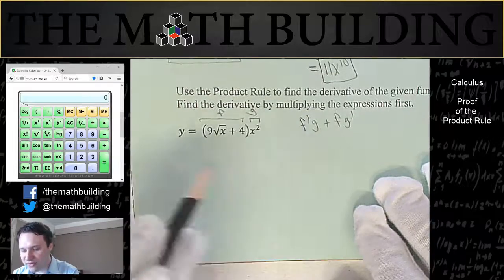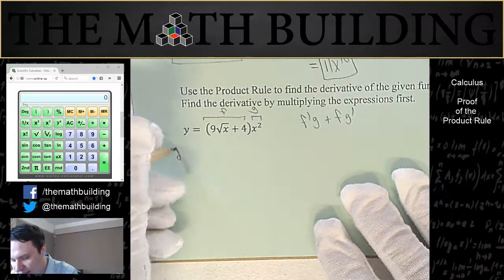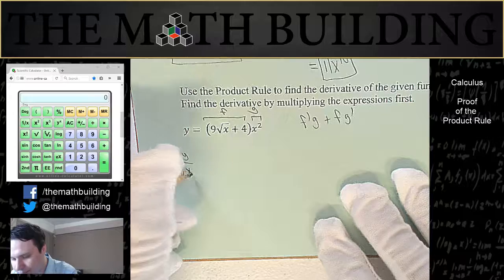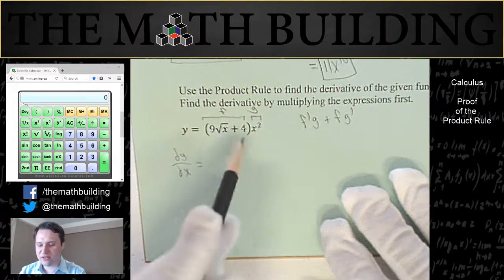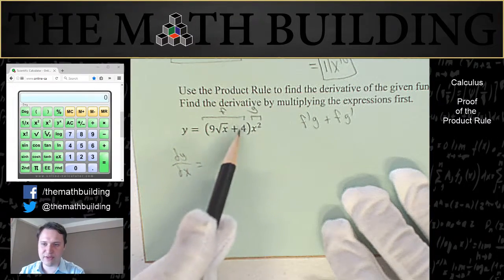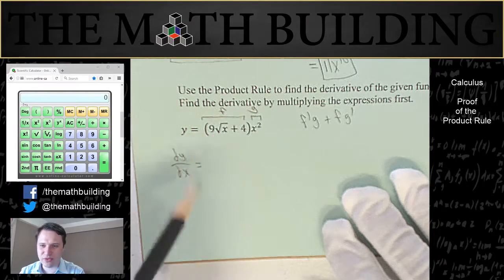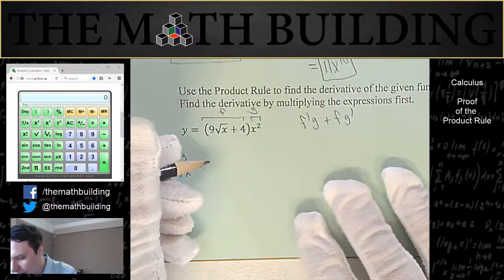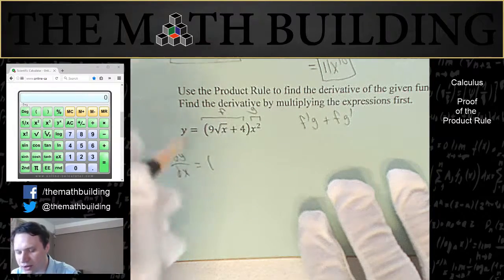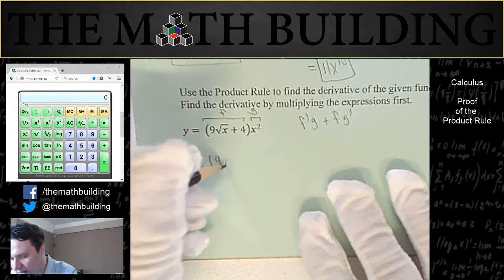So what is the derivative of f? We're going to write dy/dx equals, what's the derivative of this? Well, I can ignore the 4 because that's a constant, so that just goes away. So the derivative of 9 square roots of x, remember, I'm not going to skip a step. Remember, we can write 9x to the 1/2.